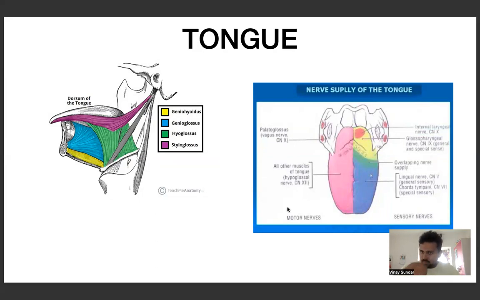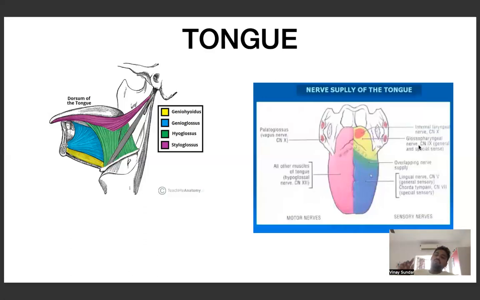With respect to the innervations of the tongue, you have your anterior 2/3 and posterior 1/3. So in respect to anterior 2/3, the lingual nerve is going to provide your general sensory sensation. The chorda tympani is going to provide your special, your taste sensation. With respect to posterior 1/3, both the general as well as the special taste is going to be provided by your cranial nerve 9, which is your glossopharyngeal nerve.